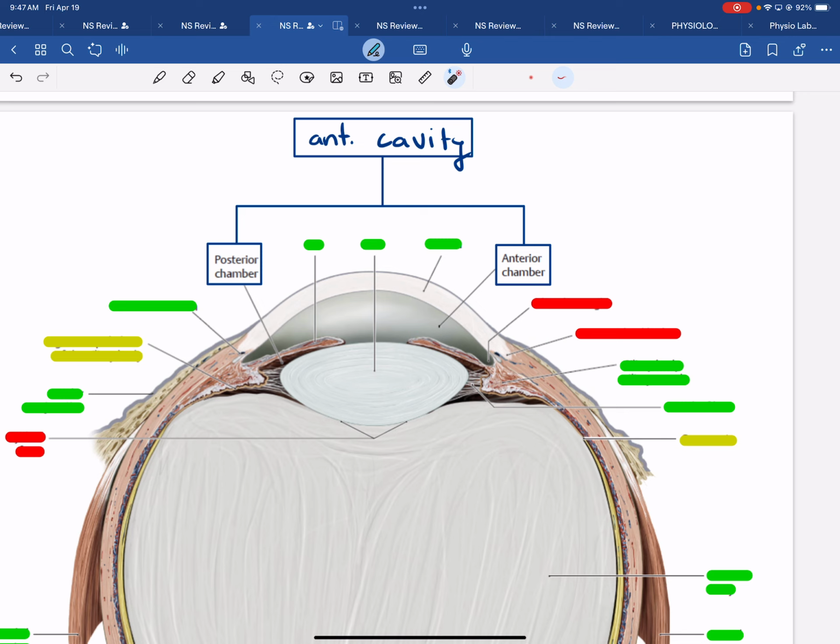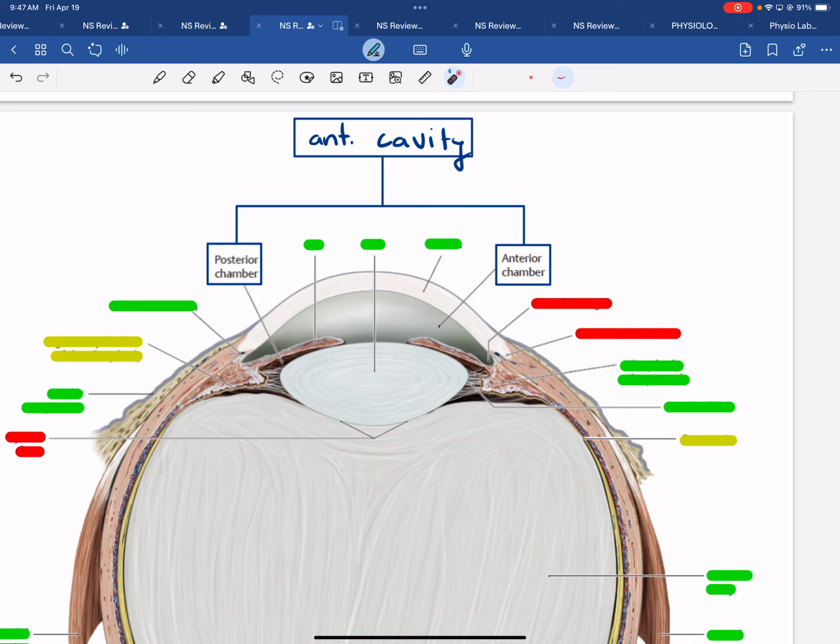Which fluid is within the anterior cavity? It's aqueous. Good. Aqueous humor. Good. I don't know if you can call it aqueous fluid. Yeah, aqueous humor. What does aqueous humor do? Okay, good. So it provides intraocular pressure to maintain the shape of the cornea. Good. What else does it do?